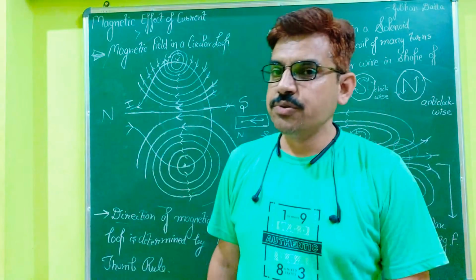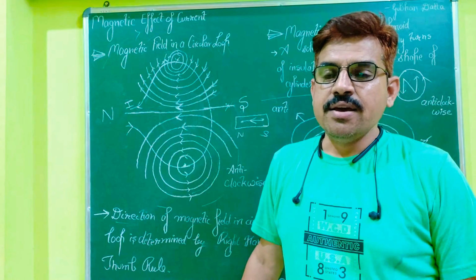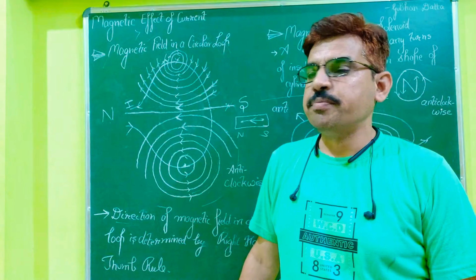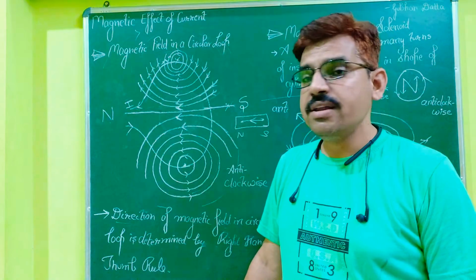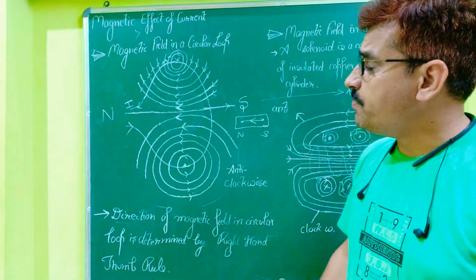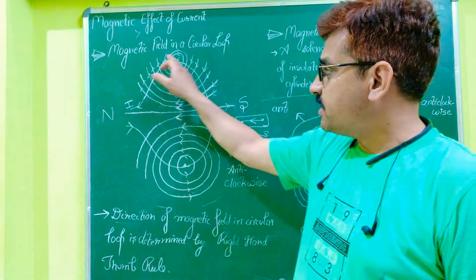Hello students. So in the last lecture we discussed the magnetic field due to a current carrying straight conductor. So today we will discuss the magnetic field in a circular loop. If we see this circular loop, what is there? The current is flowing in this direction.